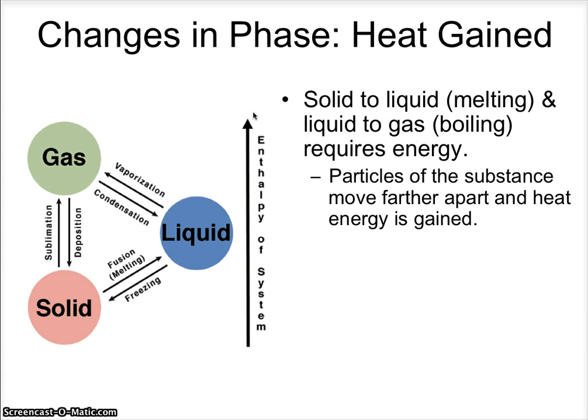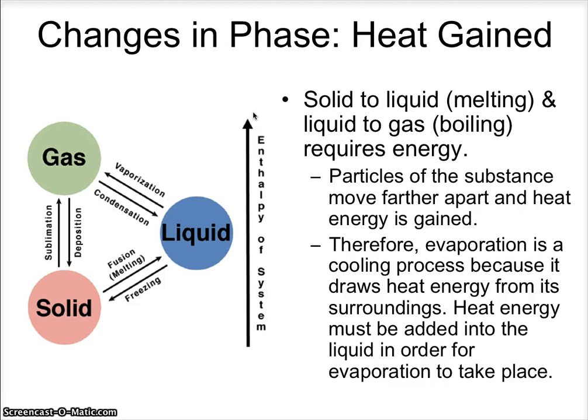So all of this requires the addition of energy to go from a solid to a liquid, from a liquid to a gas, or the release of energy from a gas to a liquid, from a liquid to a solid. Now when we look at this process, we are saying that energy is required and needs to be absorbed by the liquid for the liquid to become a gas. We call that evaporation or vaporization.